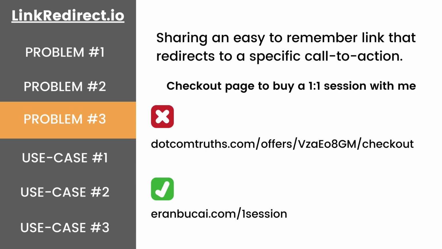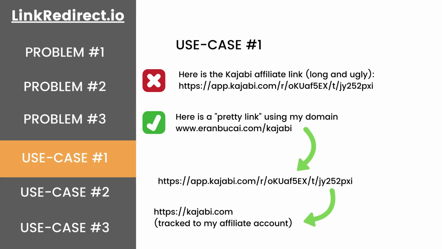Now, here's an example of this use case in action. So problem number one is sharing affiliate links. So this is the Kajabi affiliate link, which is a long and ugly link. And instead what I've done is I set up something where if you go right now to eranbucai.com/Kajabi and I share that in a Facebook Live or in a webinar, it will take somebody directly to the affiliate link and directly to kajabi.com, which will then track as my referral. If I send somebody directly to kajabi.com, I will not get credit for it. Therefore, I tell them, go to eranbucai.com/Kajabi. That way I will get credit.